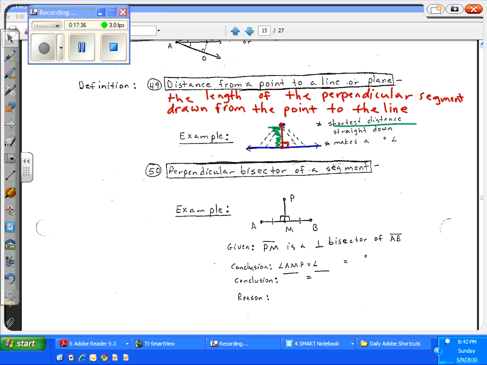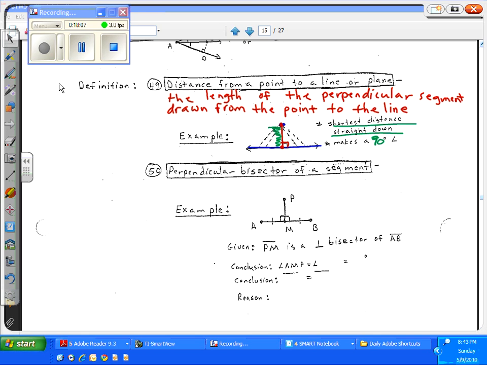The shortest distance is straight down, and it makes a 90-degree angle. That's what we see with our eyeballs. We got these fancy definitions, but then we look at it and say, oh, it's straight down. It hits at 90. We want to know the formal definitions, but we want to understand it in a simple way we can use it, right? The length of the perpendicular segment drawn from the point to the line. That's good to know. What does that mean? Straight down. It hits at 90 degrees. There you got it.